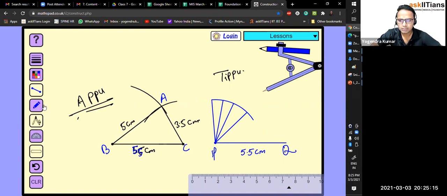Now correspondingly, the third side has to be what? It could be like this, it could be like this also, like this also, like this also. So again, so many triangles are possible. Are you getting it? This is the main thing. You need to understand that he can again draw so many triangles.